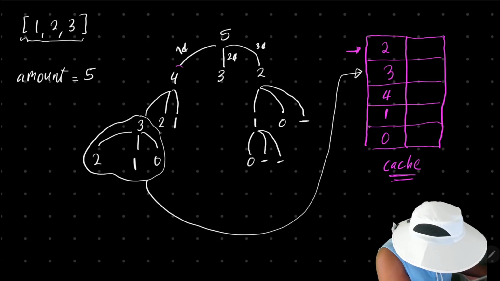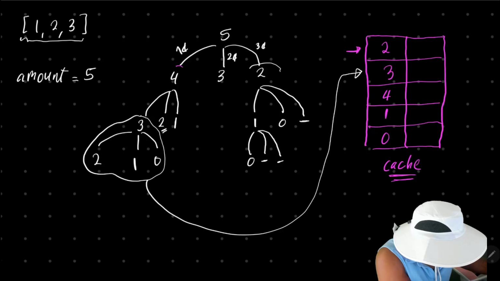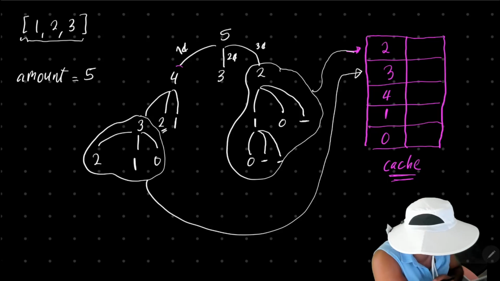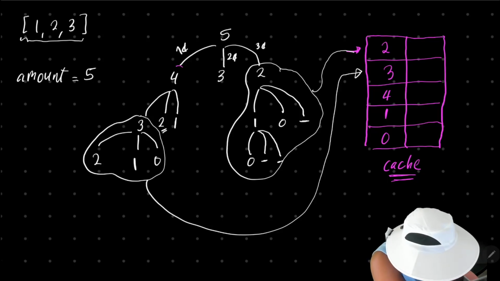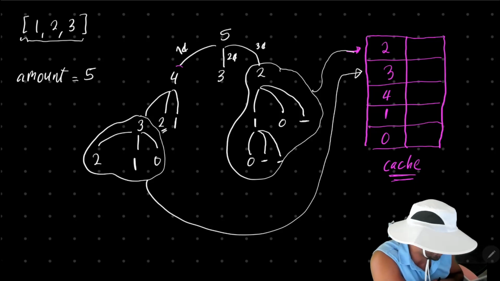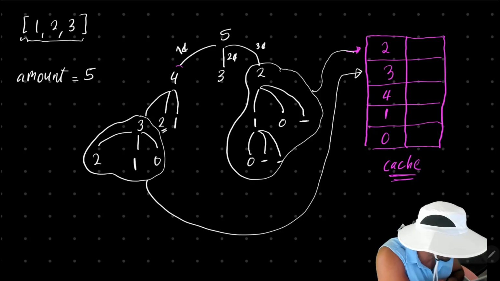And similarly, this 2 over here, I don't have to branch it out or create more subtrees out of it. Why is that? Because I already did it before. I don't have to redo the whole process again. So whatever result I get from the subtree, I'm just going to store it in my cache. So you can see that this is going to make my tree so much smaller. Smaller tree means smaller runtime.